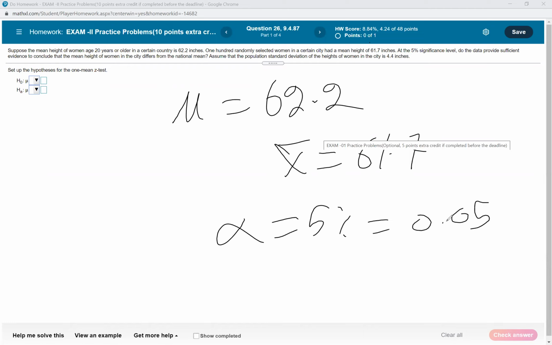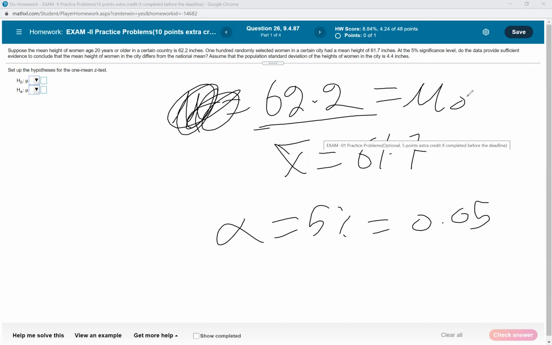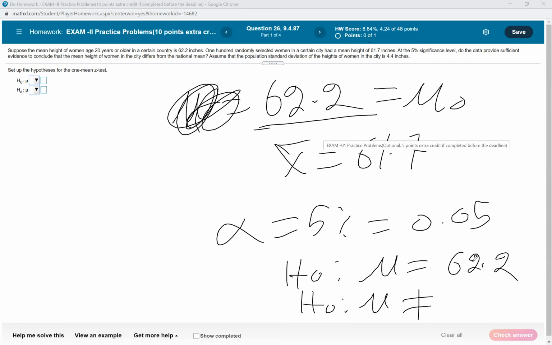So we need to see whether the data provides sufficient evidence to conclude the mean height of women in the city differs from the national mean. What was the national mean? National mean is 62.2. So this is mu 0 actually. We want to see whether mu is different from this one or not. So the null will be mu is 62.2, and the alternative is that the city mean is different from this one. So this is a two-tailed test.